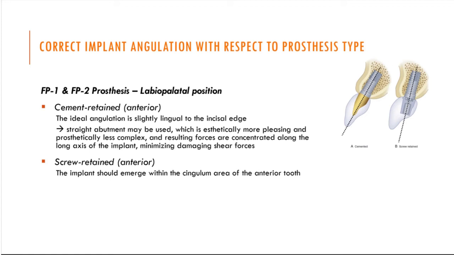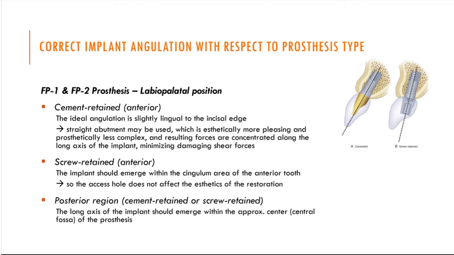For a screw retained anterior, the implant should emerge within the cingulum area of the anterior tooth, so the axis hole does not affect the aesthetics of the restoration. For the posterior region, either cement retained or screw retained, the long axis of the implant should emerge within the proximate center or at the central fossa of the prosthesis.